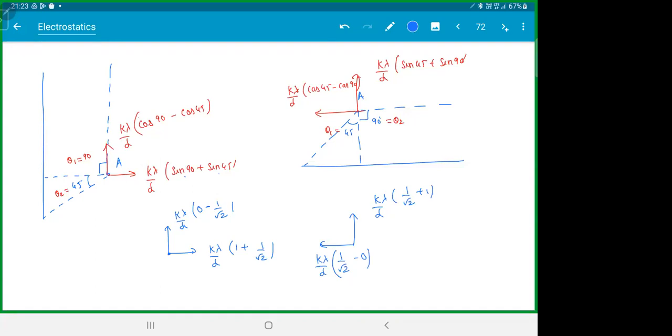These are the components, just add them. So this plus this, your final answer will be k lambda by d, k lambda by d. So resultant will be 2 root 2 k lambda by d. Clear? Please check your steps.